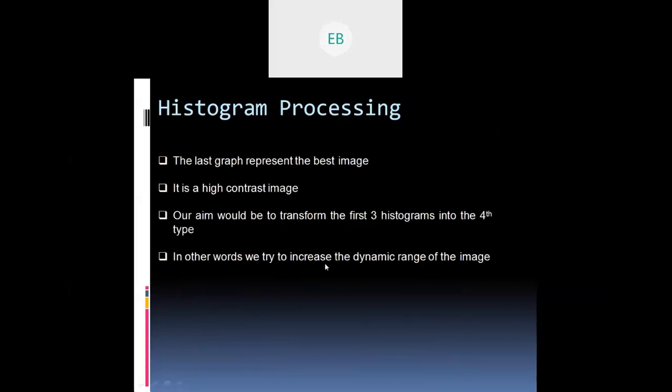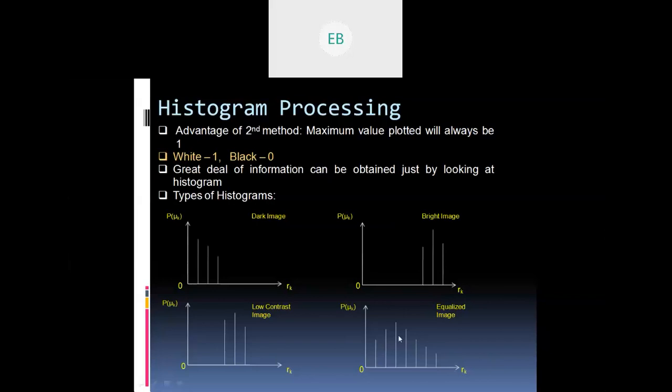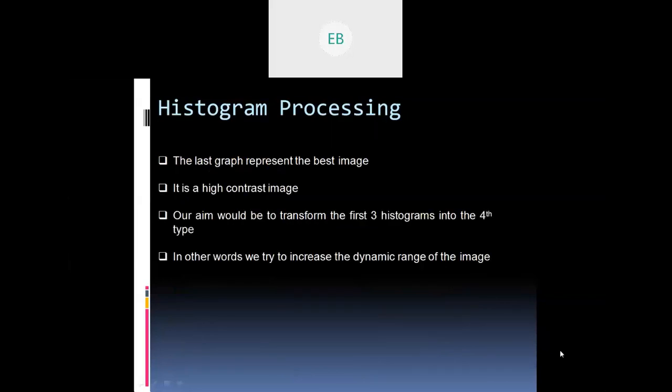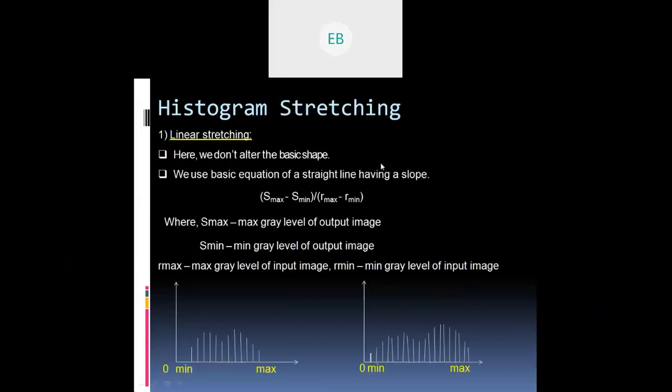So they are trying to develop the other three histograms also in the same manner as the equalized image. In other words, they are trying to increase the dynamic range of the image. Dynamic range means they are trying to increase the intensity values of the image, and an equalized image is nothing but distributing the intensity values of the pixels in an equalized, distributed manner. That is why it is named an equalized image, and simply it is known as a high contrast image.